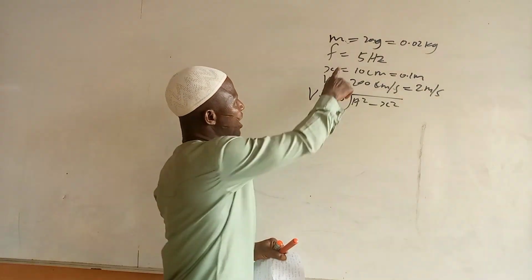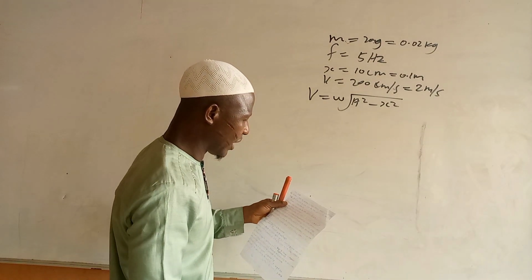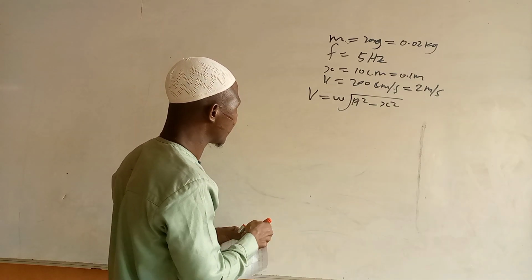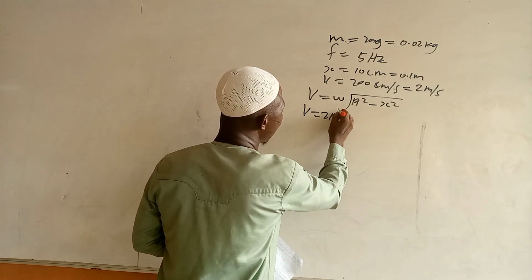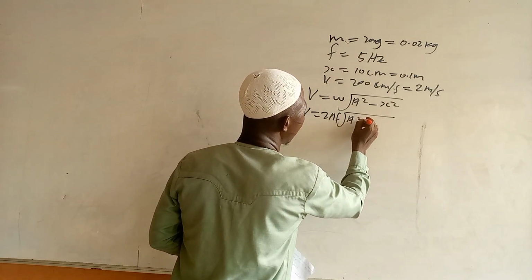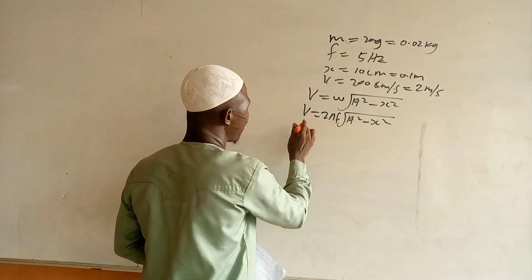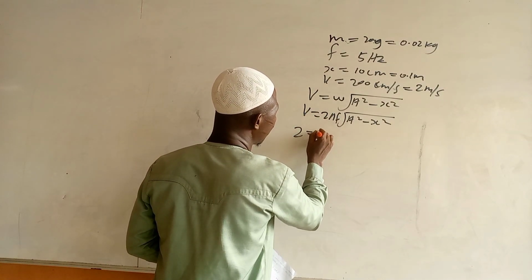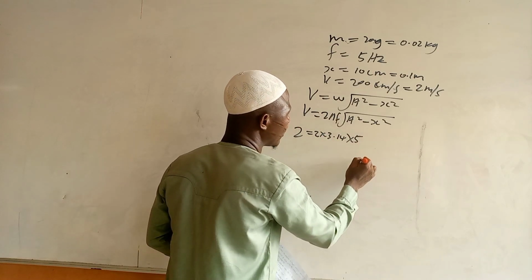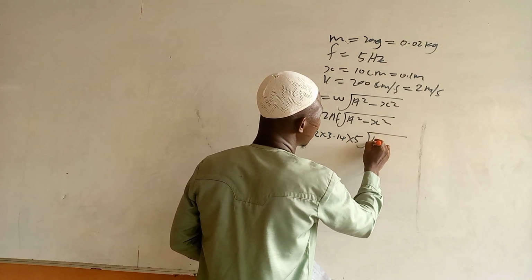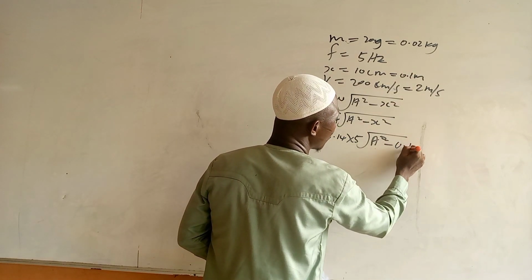Now in this question, f is given, so we change it to what? 2 pi f. That's why pi is given in the question to be 3.14. Therefore we have v is equal to 2 pi f times the square root of A squared minus x squared. Just substitute and make A the subject of the formula. Our v is equal to 2 times pi, which is 3.14, times f, 5, then square root of A squared minus x squared. Our x is 0.1, so 0.1 squared.